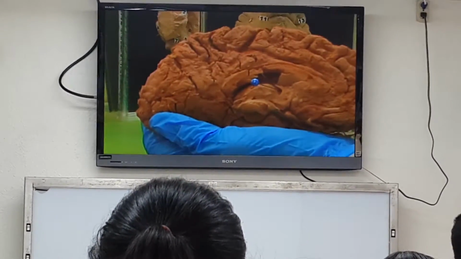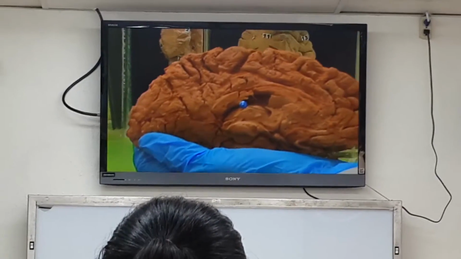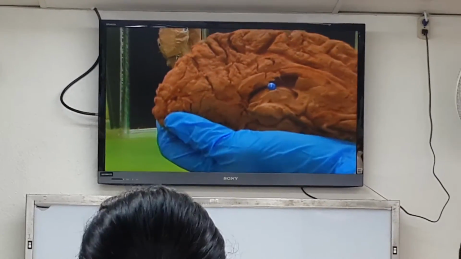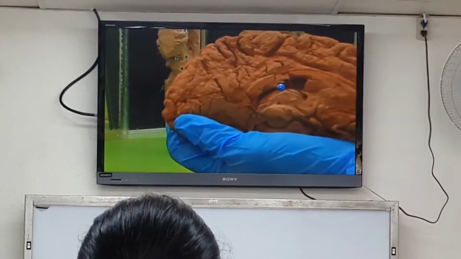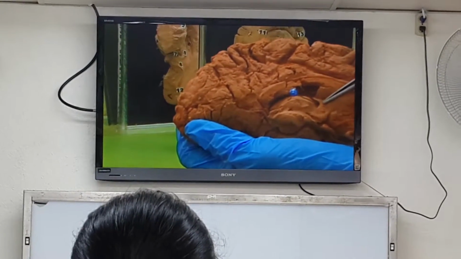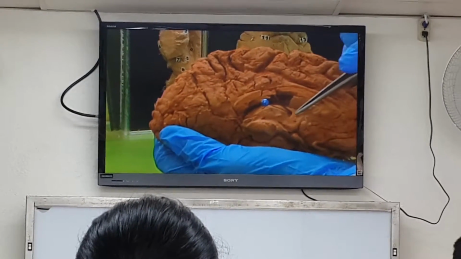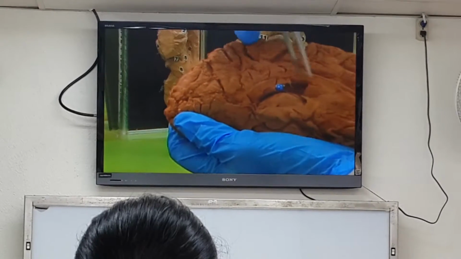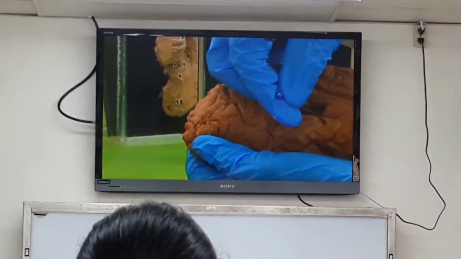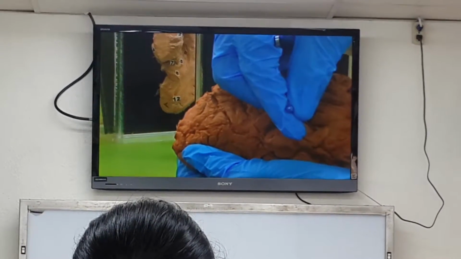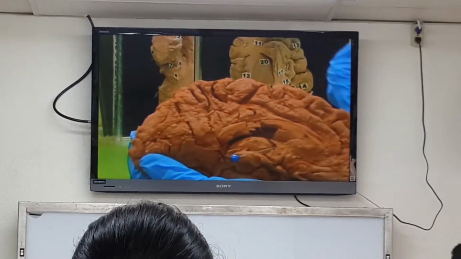So the interventricular foramen, you are identifying, you know what it connects, and you know what the boundaries of the interventricular foramen are. In front of the interventricular foramen, you can see this structure here. It's going down there, this elevation, this structure. I'll pin that. Okay, pin that now.